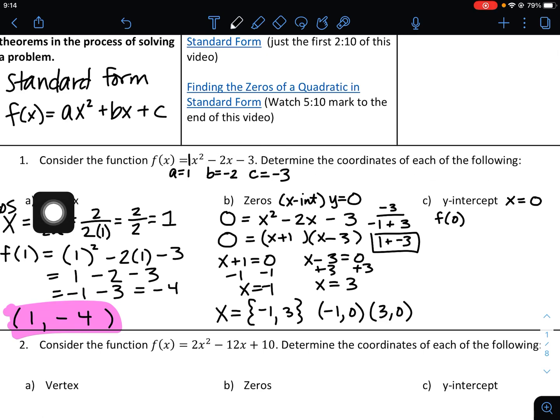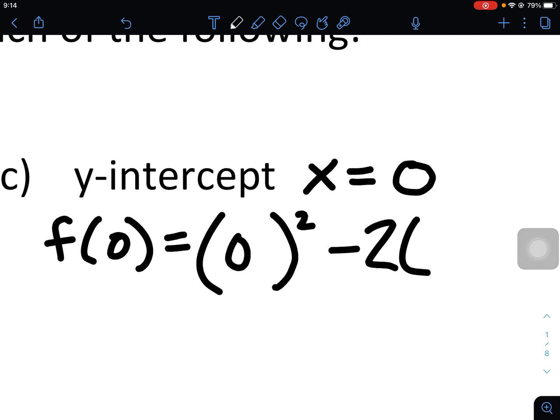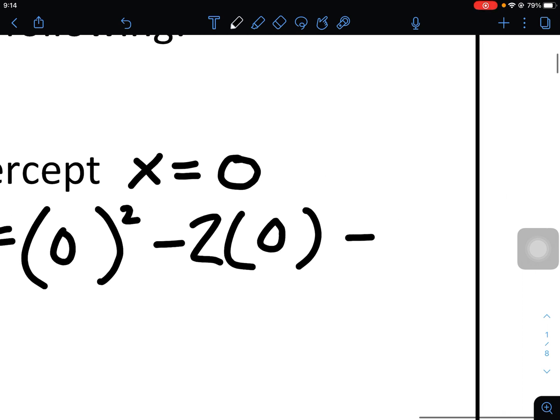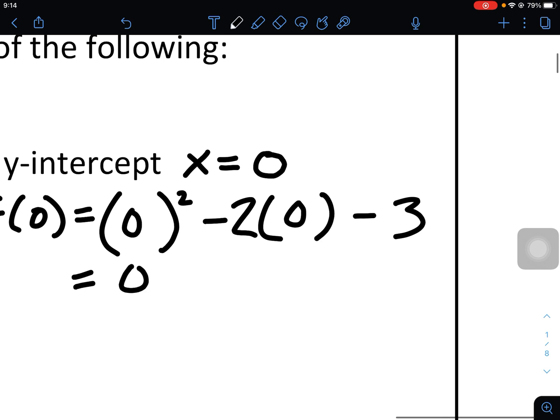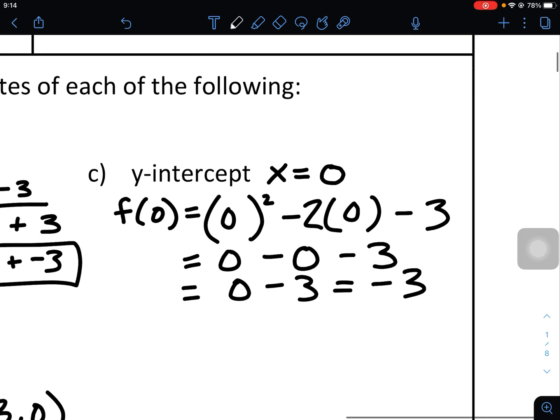Very similar to what we did over here when we solved for the vertex, just I had a different value for my x. Here, the value is always the same. When I'm looking for a y-intercept, the x value is always 0. So f of 0 equals x squared minus 2x minus 3. Well, 0 squared is 0, minus 2 times 0 is 0, minus 3. 0 minus 0 is 0, minus 3 equals -3. So my y-intercept is 0, comma, -3.